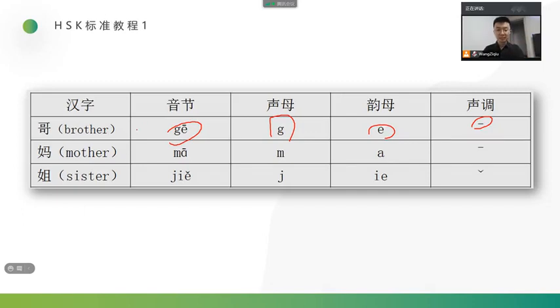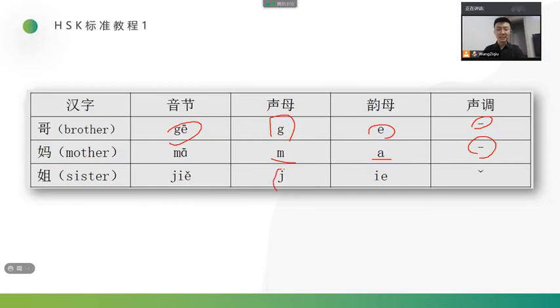Next, 声母 is 摸, 韵母 is 啊. The tone 声调 is first tone. Okay, now let's put them together. 摸 and 啊, first tone. 妈妈妈 means mother.